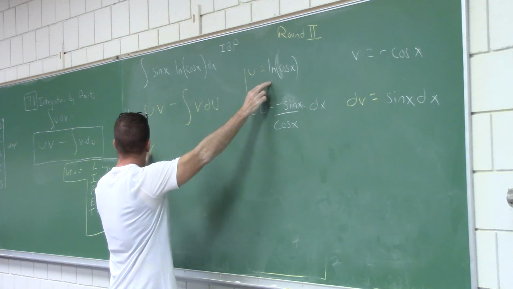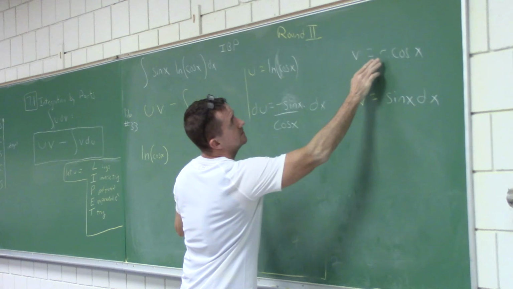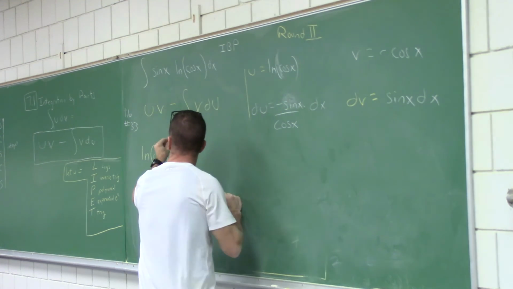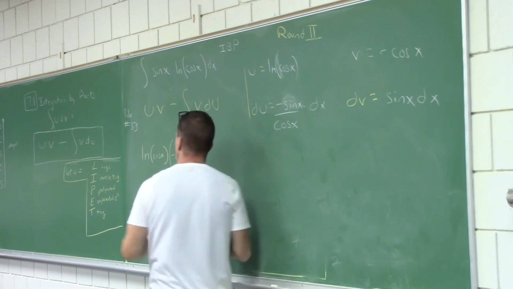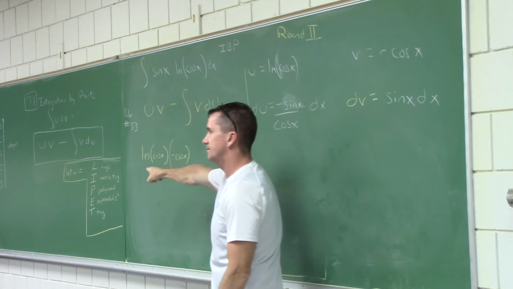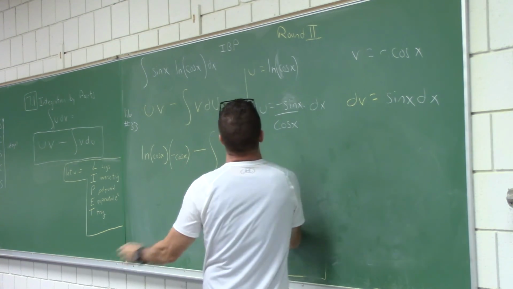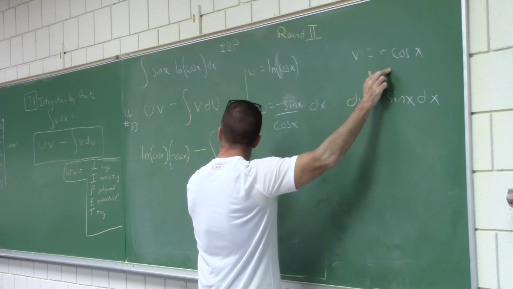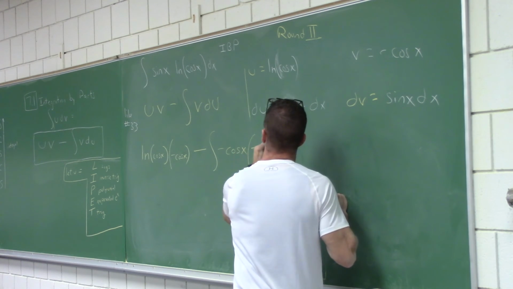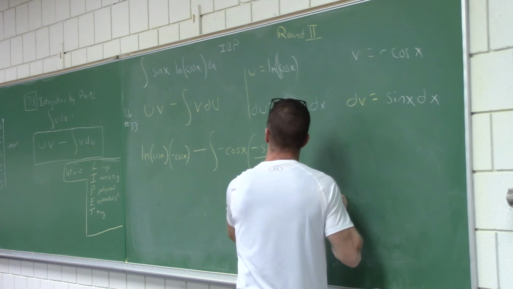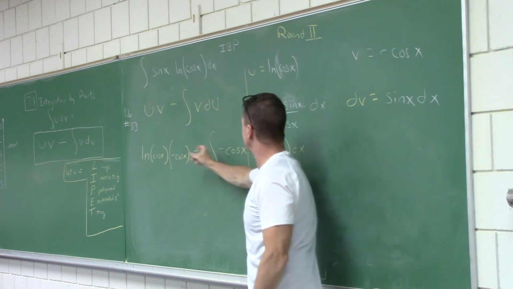u is the natural log of cosine of x. The v is the negative cosine of x. I'm going to put parentheses around that right now, because when we multiply that product, it's better to just put that negative out front. So there's the u, there's the v. Now I've got a minus the integral of the v du. Wow, this is looking crazy, but good news. What cancels? Cosine. And I've got 3 negatives here.